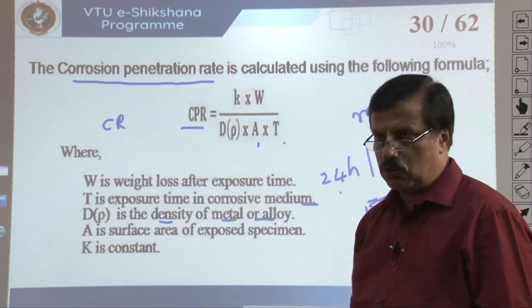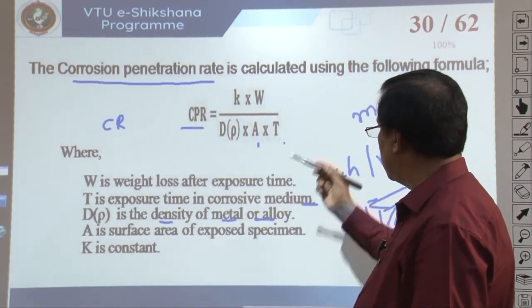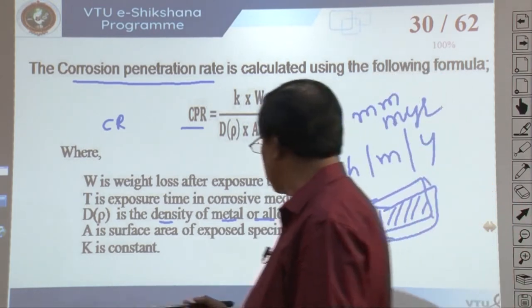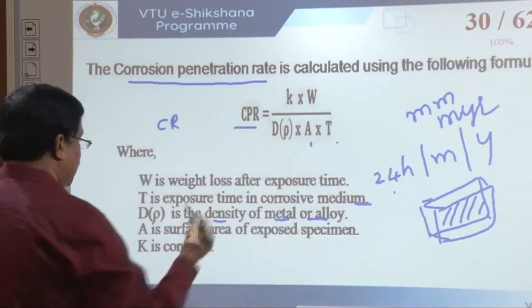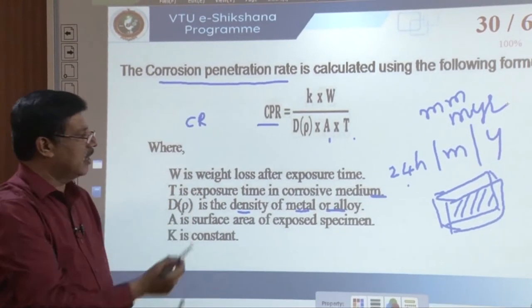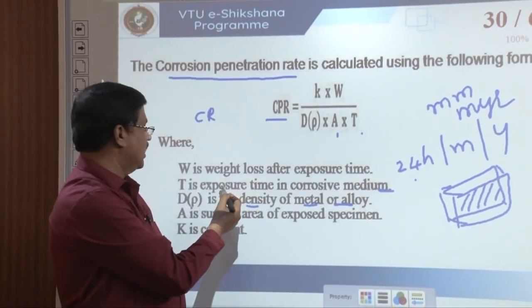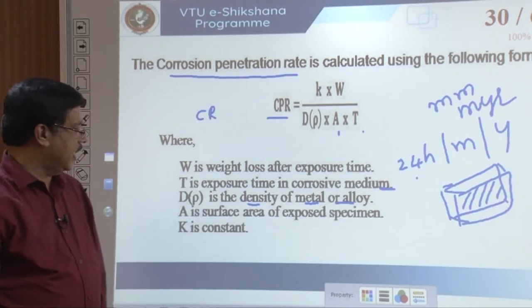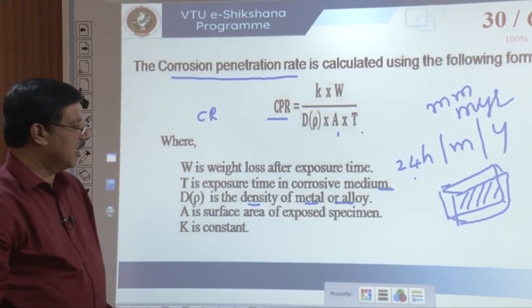So now the corrosion penetration rate, or CR, is calculated using CPR is equal to K into W divided by rho A T, where K is a constant, W is the weight loss after exposure time, T is the time, A is the surface area, and rho is the density of the metal or alloy.